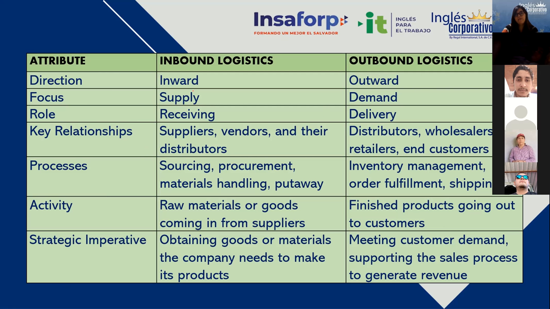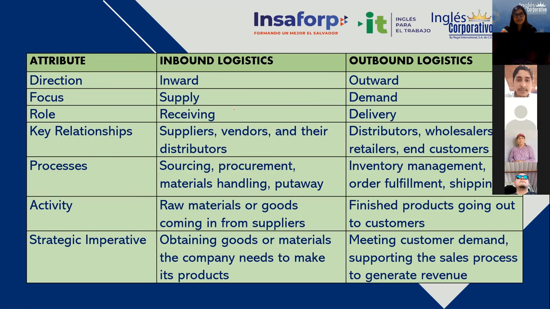What is the role of the inbound? Receiving. And the role of the outbound? Deliver. One receives, the other delivers, right? The key relationship: inbound has a relationship with the suppliers, with the vendors and with the distributors. The outbound has a relationship with the distributors, the wholesalers, retailers, and the customers, right? All the chain, the end customer.